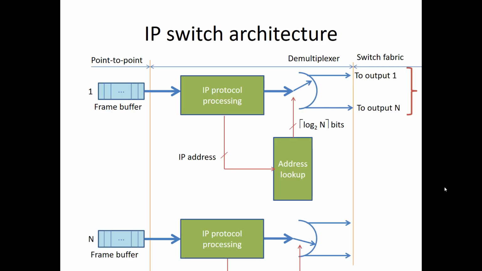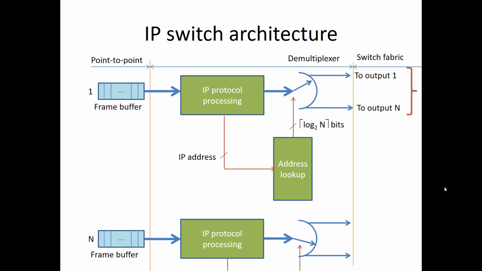So let's look at layer 3 for the internet protocol. What does the switch architecture look like now? So to the left we have the point-to-point data link that is terminated when frames are put in the frame buffer. Those frames are then taken over to the network protocol where there's some processing going on, and this we will go through in a later module.